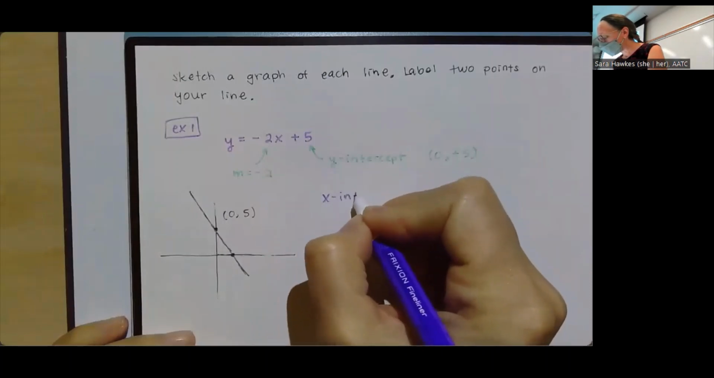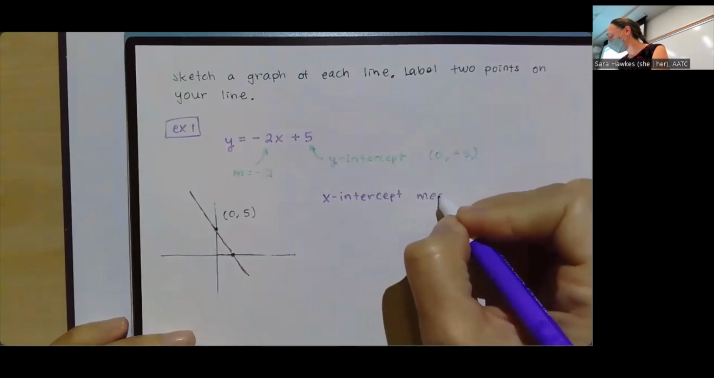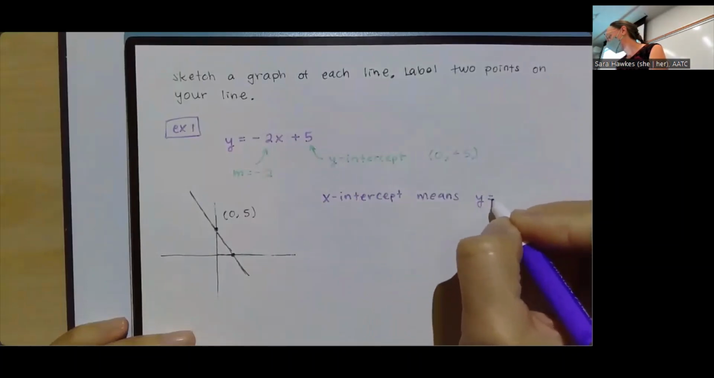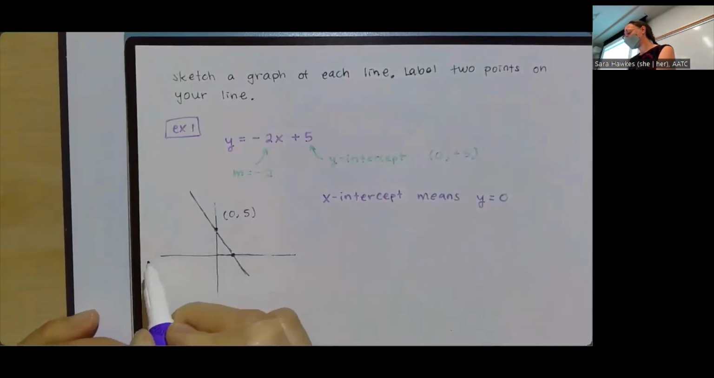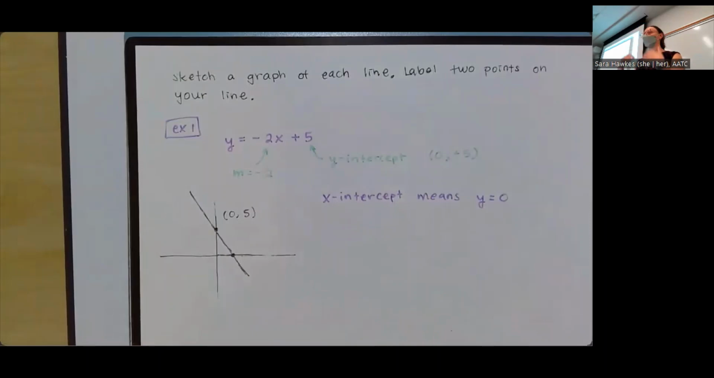So to find that x-intercept, that means that y should be 0. Because everywhere on the x-axis, my y values are 0. Relative to the origin, we haven't gone up or down. We've only gone left or right.